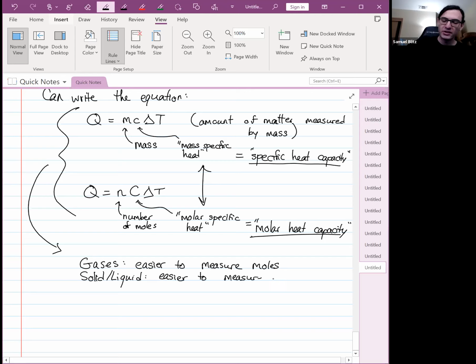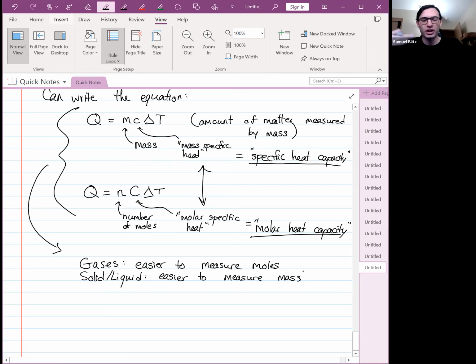So it's useful to have these two different formulations of the same thing, just because measuring the mass of a gas is not particularly easy, right? You can't just put it on a scale, whereas measuring the number of moles of a gas is pretty easy, and we'll see how that works out in a bit.